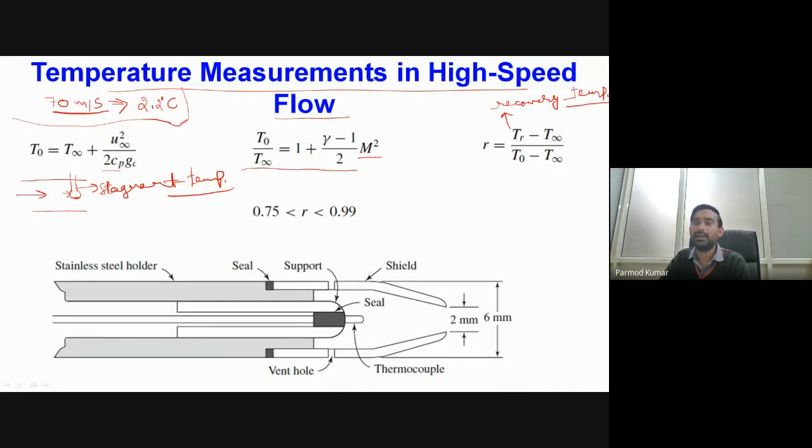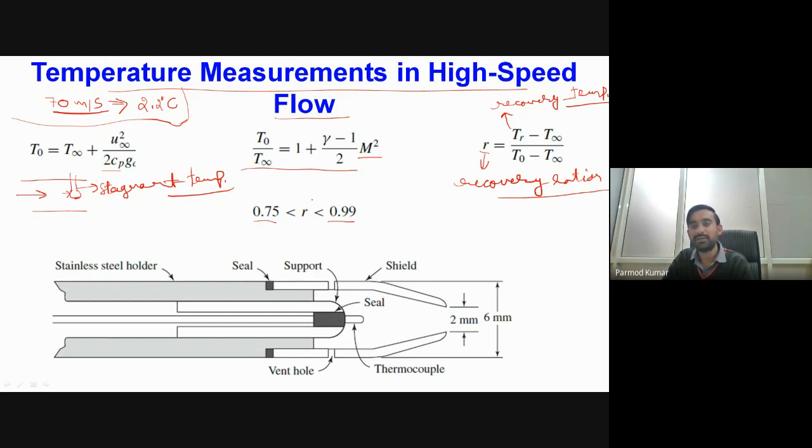If we non-dimensionalize this recovery temperature with free stream temperature and stagnant temperature, the ratio R is equal to Tr minus T infinity divided by T naught minus T infinity. This ratio is known as the recovery ratio. The value of this recovery ratio for typical thermocouple arrangements varies from 0.75 to 0.99, and obviously the value of R is a strong function of Mach number.